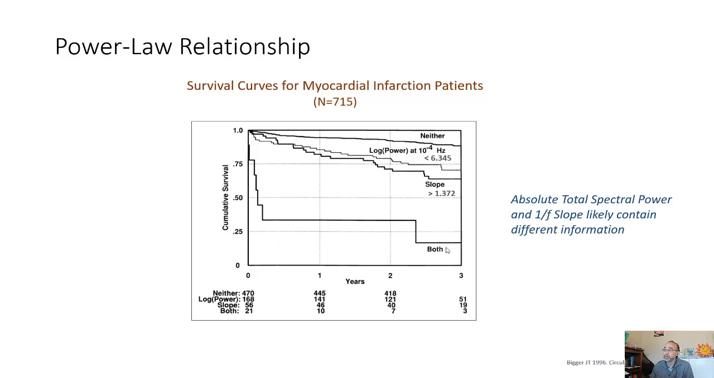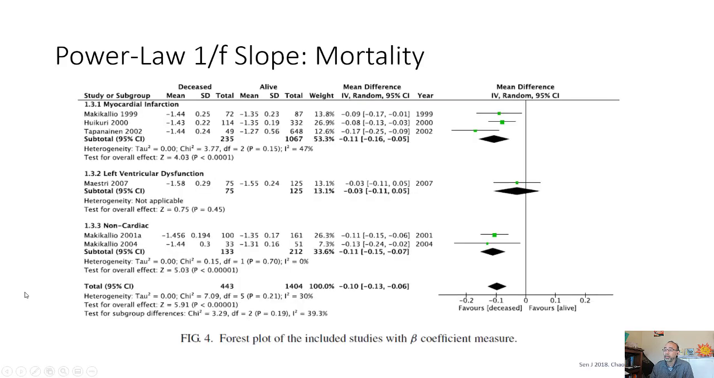And this indicates to me that absolute total power and 1 over f slope likely contain different information, and the combination of both may be clinically useful.